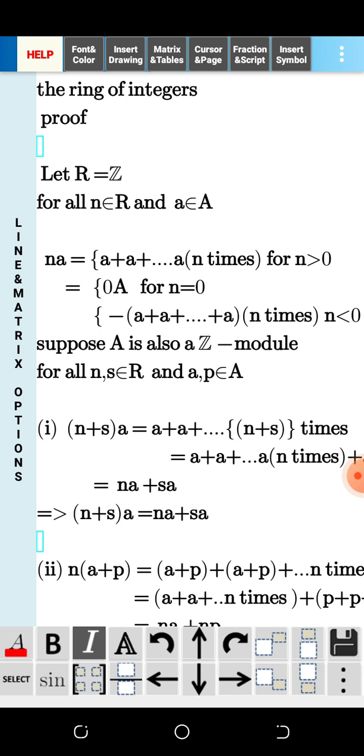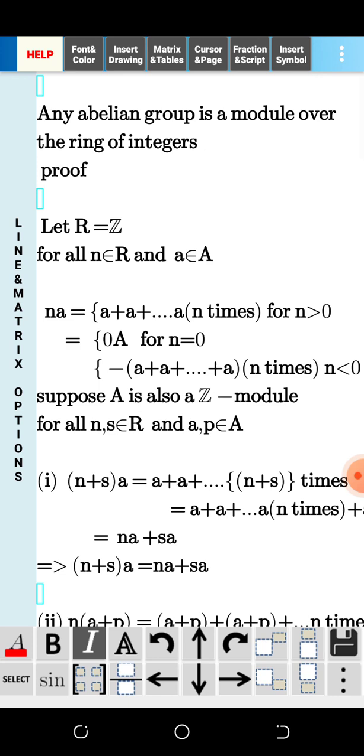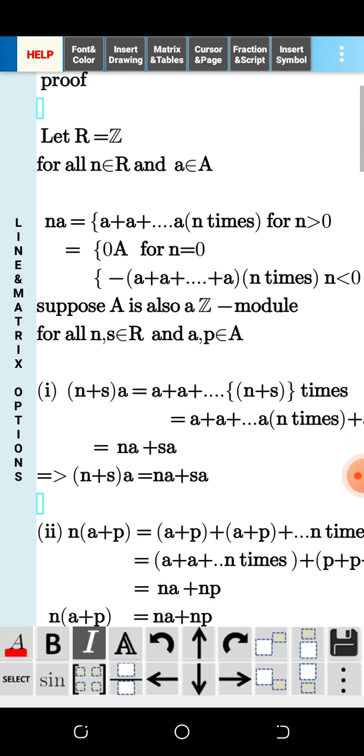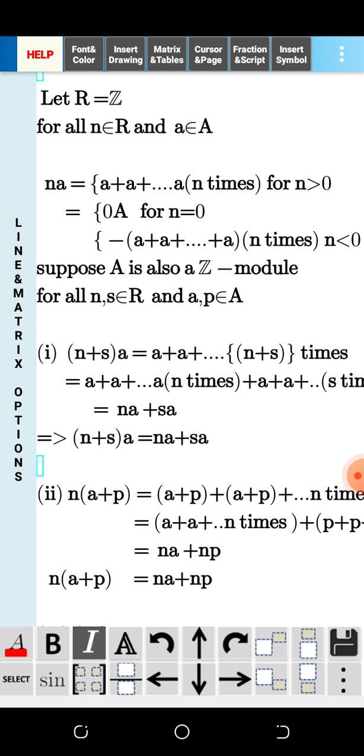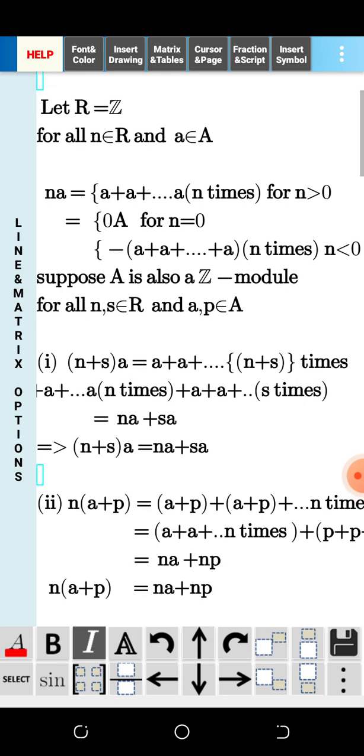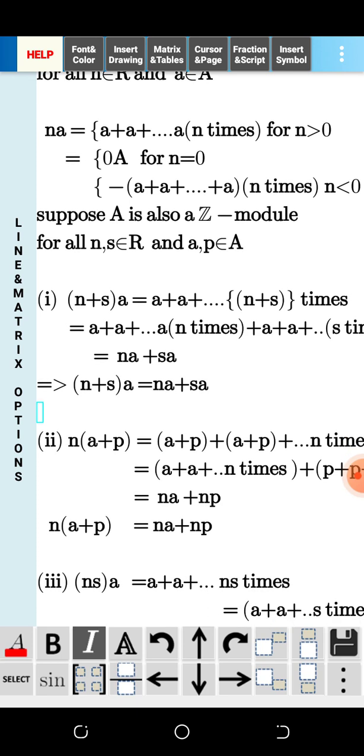This simply means we are picking two different scalars in R and two different scalars in A, and as such we have (n plus x)a, that's equal to a plus a plus up to n plus x times. Like the first one we have up to n times, but in this case we'll be having n plus x times. Then we open the bracket, and we separate n times and x times respectively, and as such we have na plus xa. So it implies that (n plus x)a equals na plus xa. That's answer number 1.